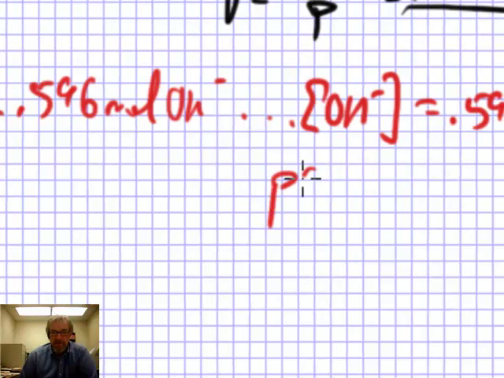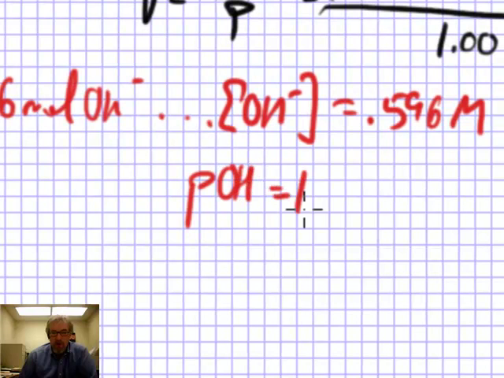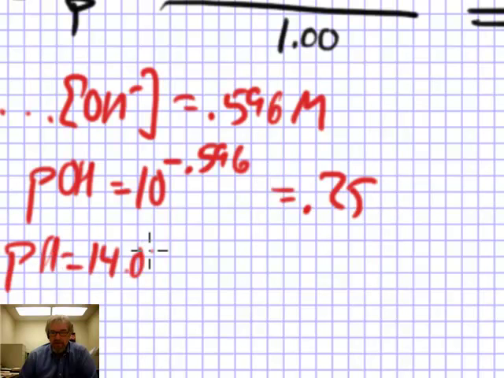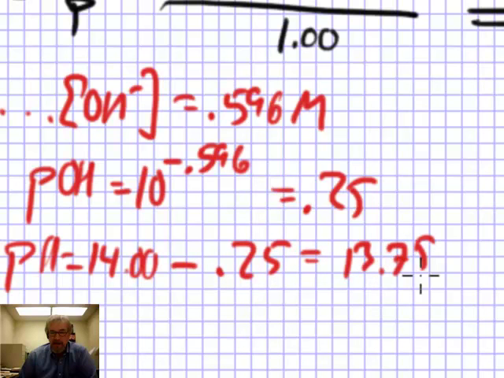So that would mean that my pOH is equal to 10 to the negative 0.596, and that comes out to 0.25 for a pOH. So pH is going to be 14.00 minus pOH, minus 0.25, and that comes out to 13.75. So it's a pretty basic solution after this electrolysis is done.